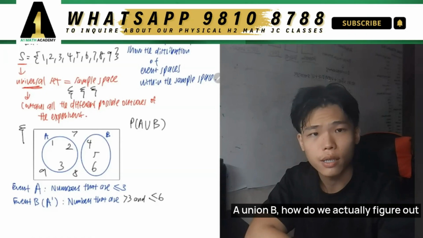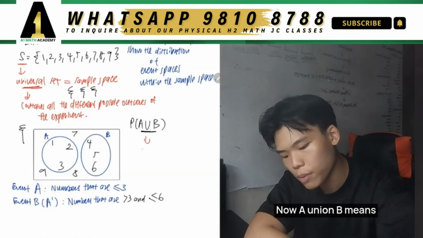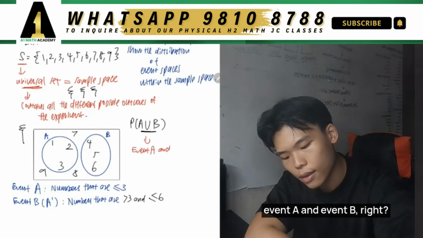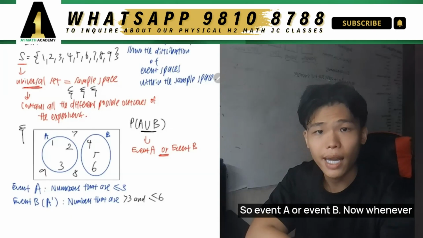How do we actually figure out what elements belong to A union B? Now, A union B means event A and event B, right? No, sorry. This is "or". So event A or event B.